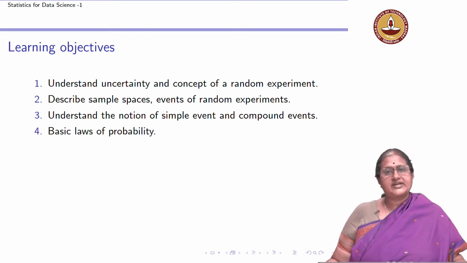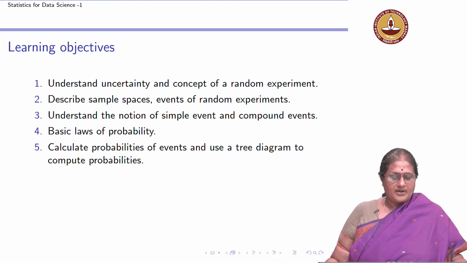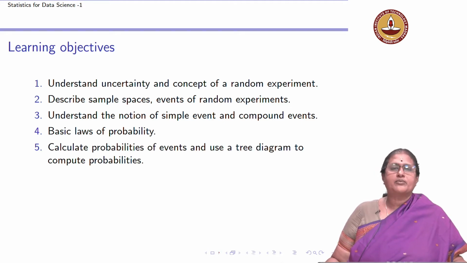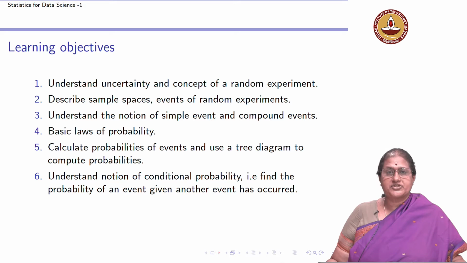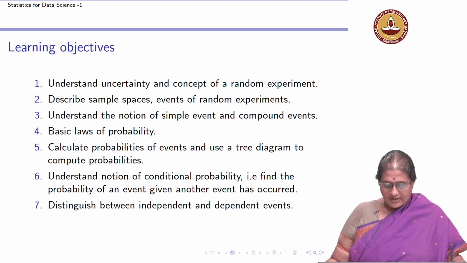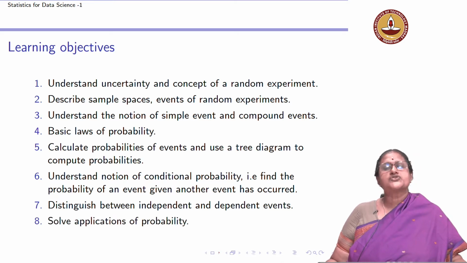We will introduce the basic laws of probability. We will spend some time to compute the probability of events through visual representations, which we call tree diagrams. Then a very important notion of conditional probability is introduced, because we need the notion of conditional probability to finally distinguish between what we refer to as independent events and dependent events. We will also solve applications of probability throughout the module.